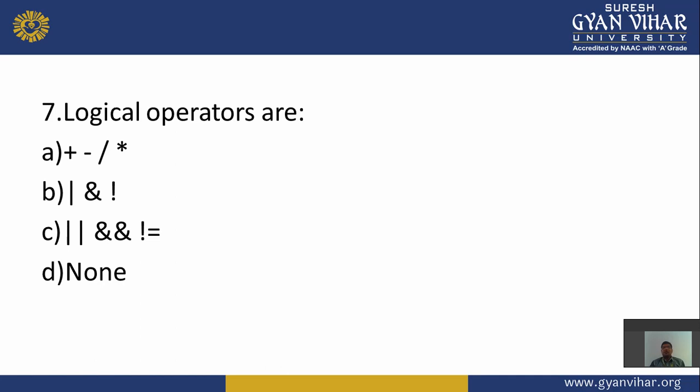Logical operators are plus, minus, divide, into, or, and, not, and none of the other. So the logical operators are C, double and, or, double and not.